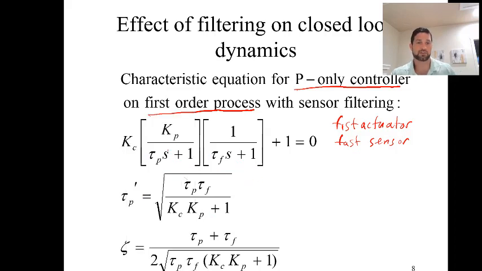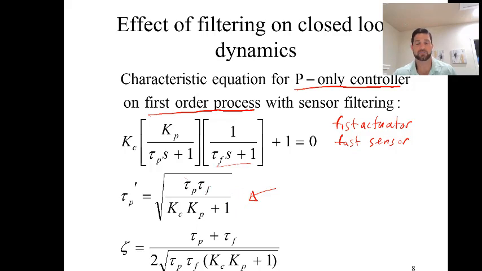We have the transfer function for the controller, we have the transfer function for the process, and here we have the transfer function of the filter. The actuator and the sensor equal 1, so these transfer functions plus 1 equals 0. In order to determine the time constant for this process, we have to rearrange this equation and put it in standard form. We've done those things before, and then calculate a new time constant. So this right here is our time constant with filtering.